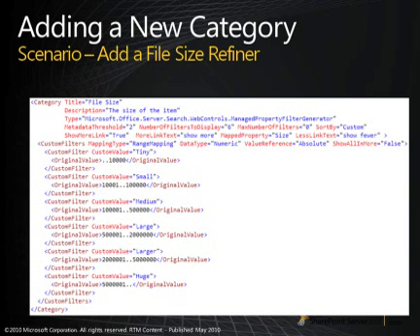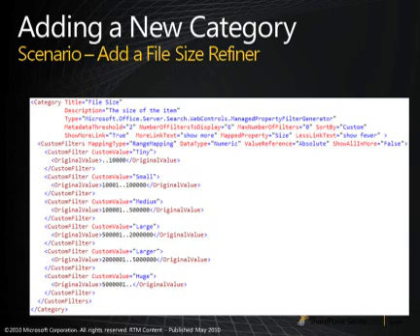So in our example, we want to add a refiner which allows users to get a sense of the file size types of the items returned in their query, and then be able to drill down on those. What we want to do is categorize the size of the files into several ranges, such as tiny, small, medium, large, and so on. We start by editing the refinement web part properties, more specifically, the filter category definition. This is an XML document, which when we look at it is pretty self-explanatory.